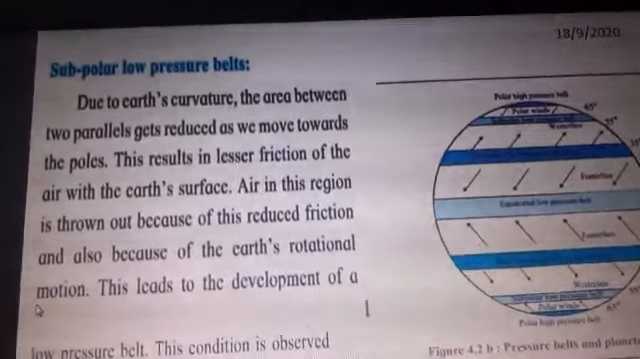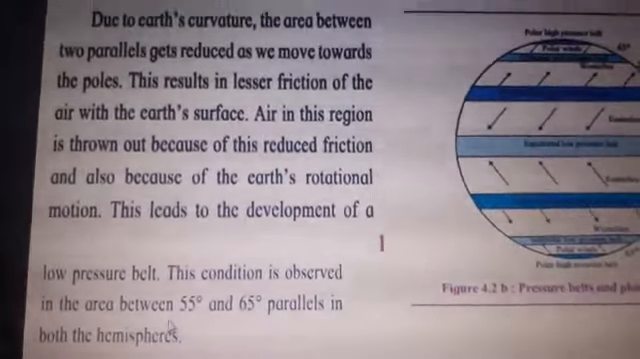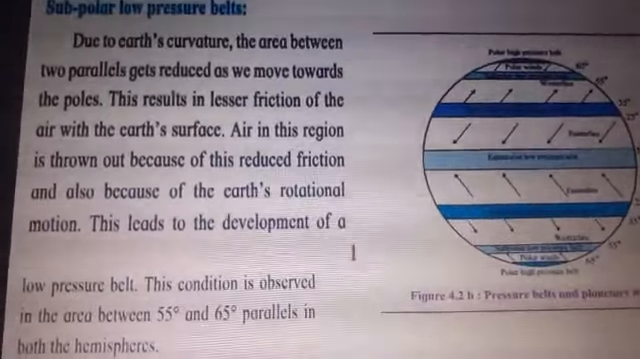This leads to the development of a low pressure belt, and therefore what happens? A low pressure area is developed between 55 to 65 degree parallels in both the hemispheres, and that is why we have the subpolar low pressure belt. I hope this is clear to you children.